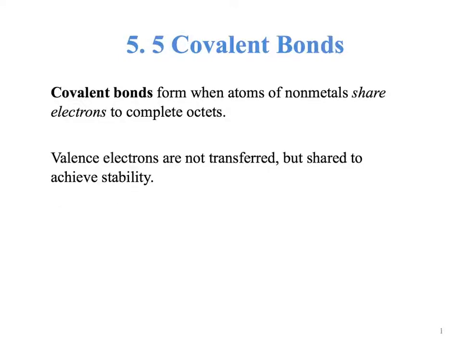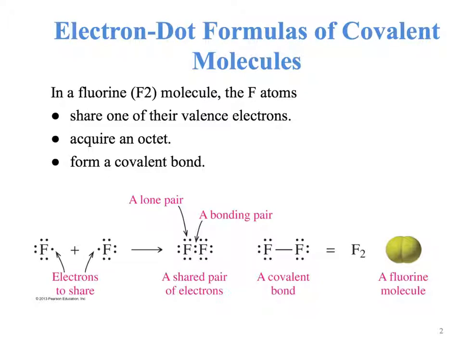Now let's talk about covalent bonds. Covalent bonds are the ones that are formed when two nonmetals share electrons to complete the octet. The valence electrons in this case are not going to transfer, but they are going to be shared to gain stability. Fluorine, for example, has 7 electrons in the last shell, and it shares with another molecule of fluorine, and then each one of these fluorines will have an octet, and they are forming what is called a covalent bond.